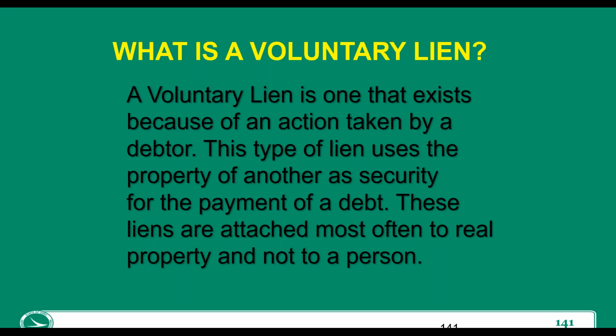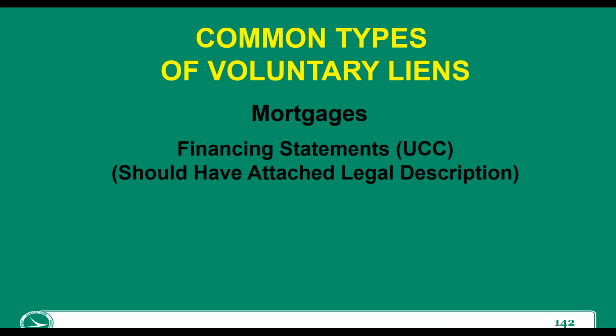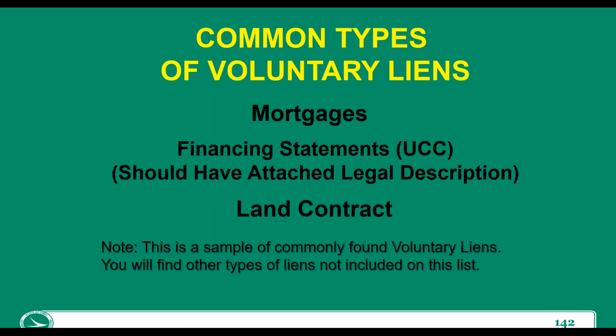And that's a little more into the UCCs. I believe I touch on it very quickly later. So just to let you know, UCCs we're not worried about unless they have a legal description attached to them. Common types of voluntary liens. Again, mortgages, financial statements like I just described, a land contract. And these are just some commonly found voluntary liens. You're going to find other types of liens not included on this list, obviously. This is very short, to the point.